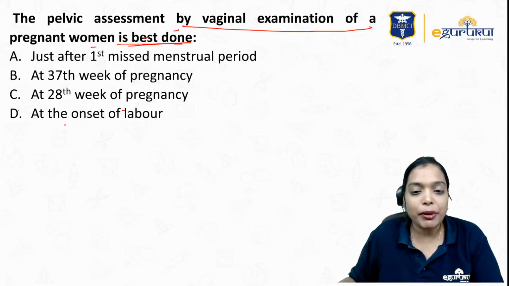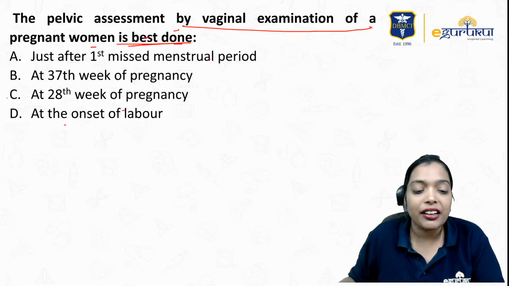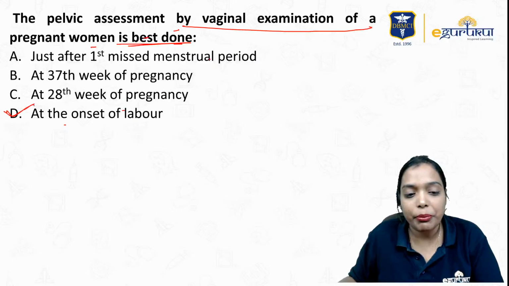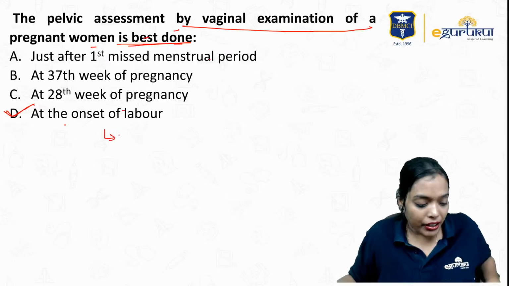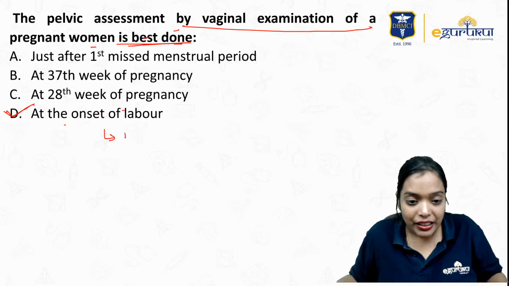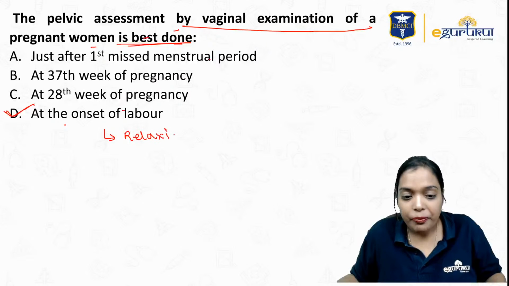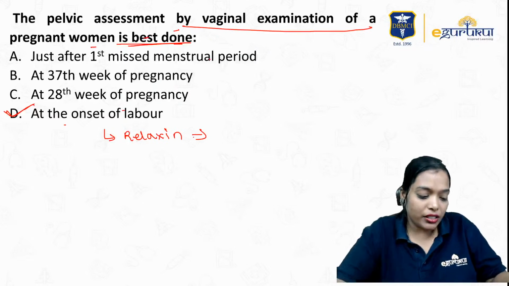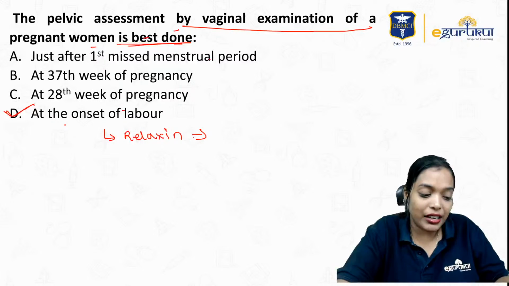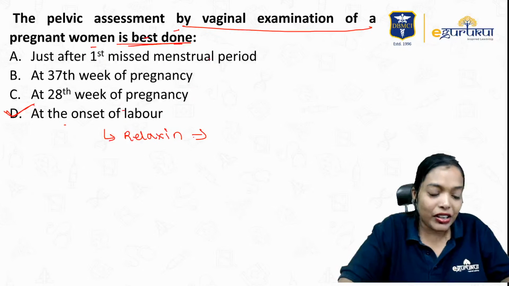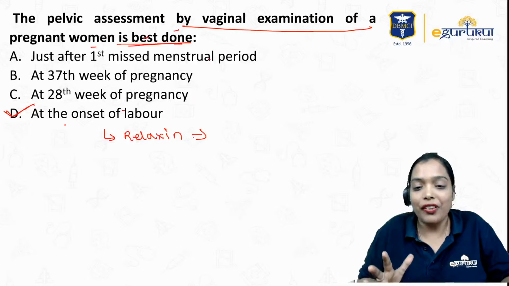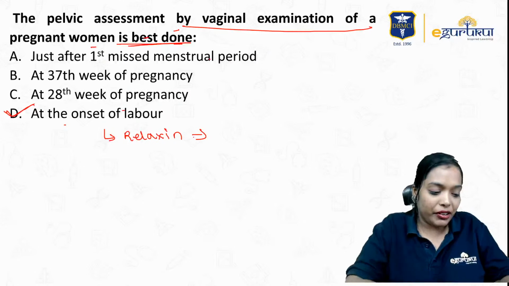So the pelvic assessment by vaginal examination ideally is to be done at the onset of labor. At the onset of labor, it releases relaxin, which causes relaxation of the ligaments. So that will give you the absolute findings of the pelvic adequacy.